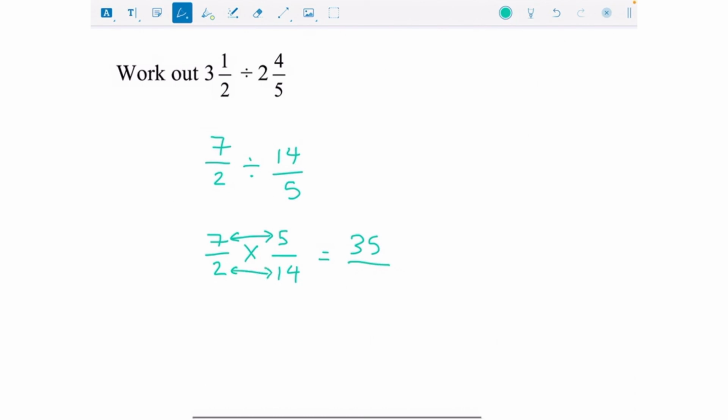2 times 14 is 28. Now our top number's bigger, so we're going to say how many 28s go into 35, and that fits in one whole time with 7 left over out of 28. And with this fraction, both the numbers are in the 7 times table, so we can divide by 7 to simplify it. So it becomes 1 whole and 1 over 4. That's your final answer.